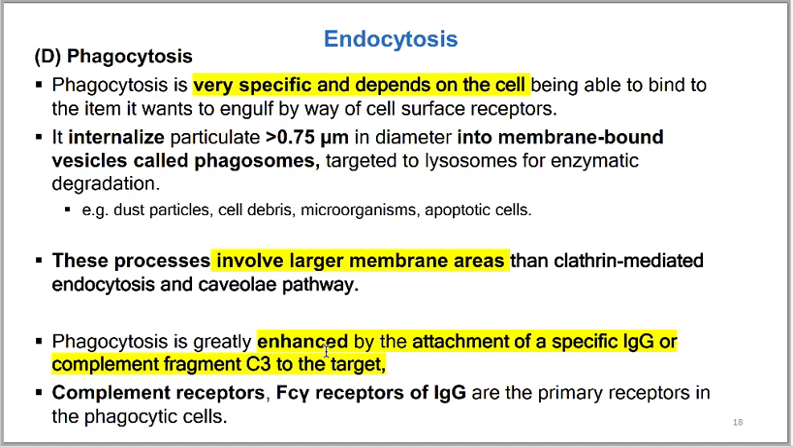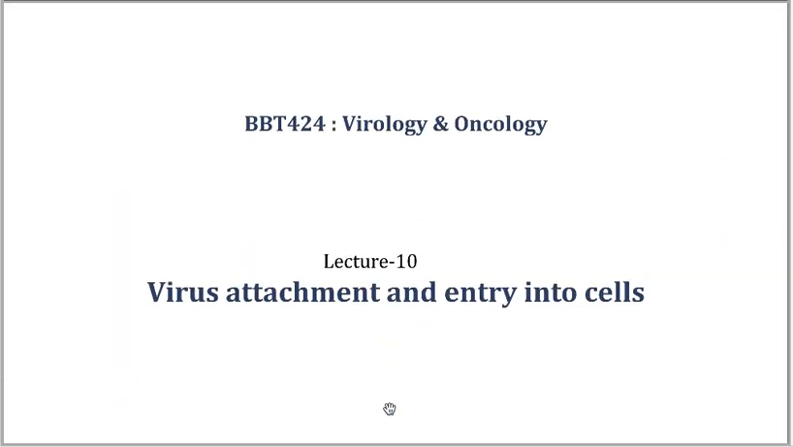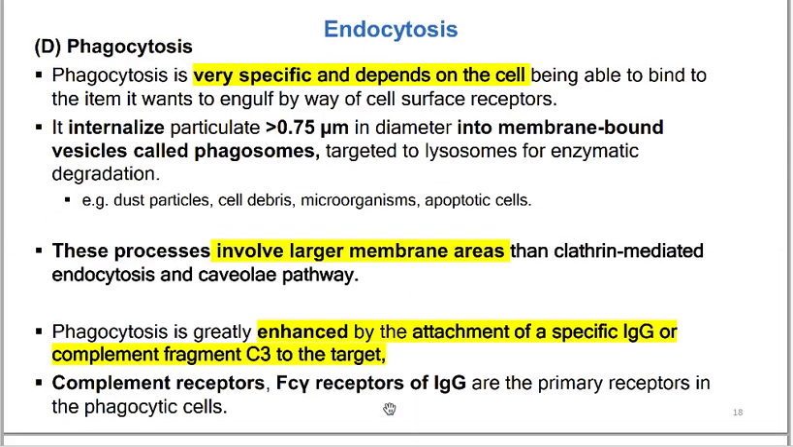Phagocytosis is greatly enhanced by the attachment of a specific immunoglobulin G or complement fragment C3 to the target. So when phagocytosis occurs through IgG and C3, it will be much faster, and complement receptors and the Fc gamma receptor of immunoglobulin are the primary receptors on phagocytic cells. So that is the important part, how cells engulf something from the cell surface.